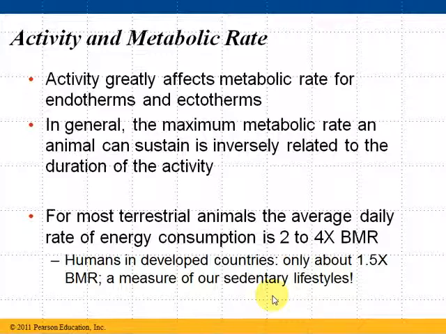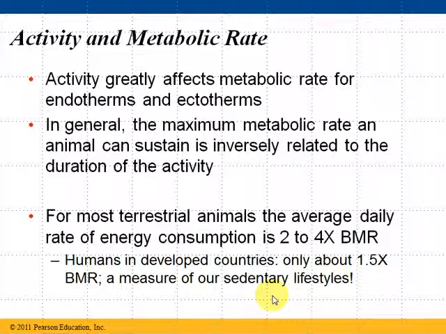For most terrestrial animals, the average daily rate of energy consumption is 2 to 4 times their BMR. So for most living creatures going about their regular daily lives, searching for food, escaping predators, finding a place to live, trying to find a mate, they're going to expend somewhere between 2 and 4 times their BMR. Remember, BMR is like if they're just resting, chilled out, not doing anything. So 2 to 4 times that BMR resting state.